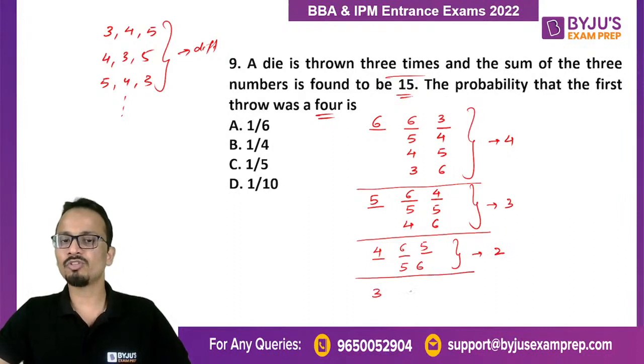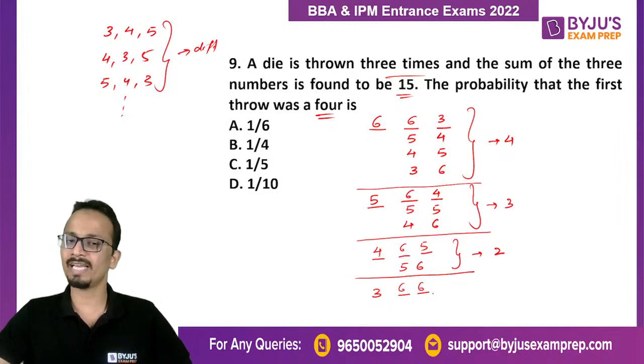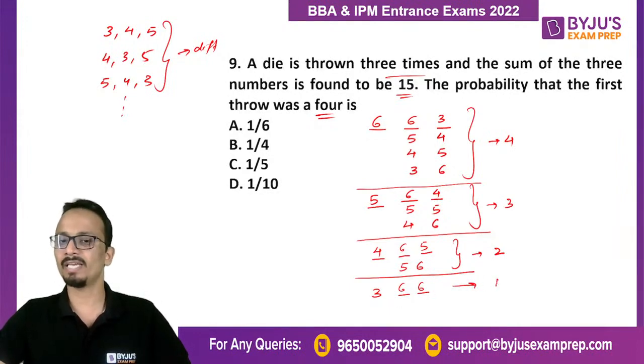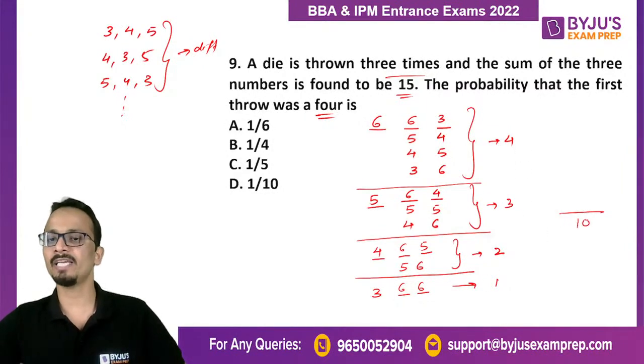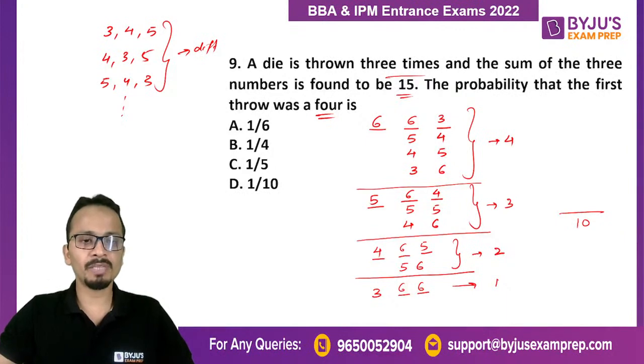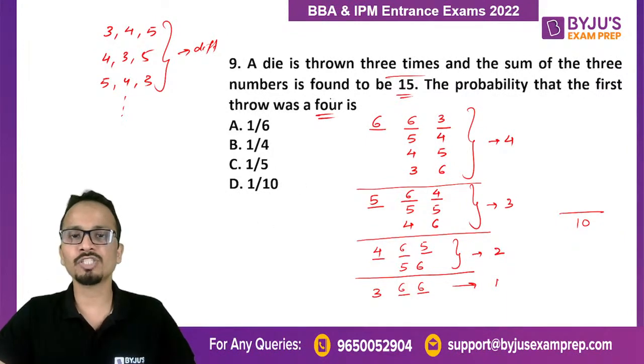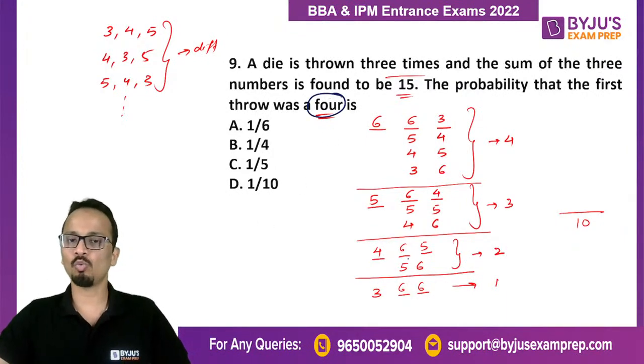Then I can start with 3, which will leave 6 plus 6, 12 for the next 2 dice. So this is 1 case. So total number of cases 4 plus 3 plus 2 plus 1, a total of 10 cases, out of which favorable number of cases will be all those in which the first throw was a 4.